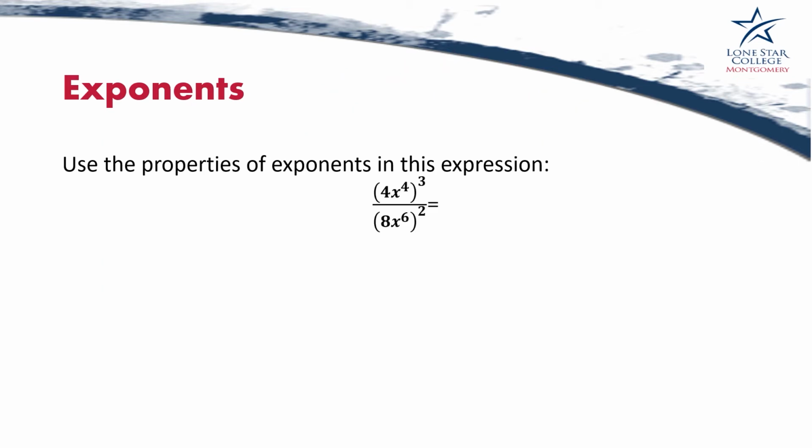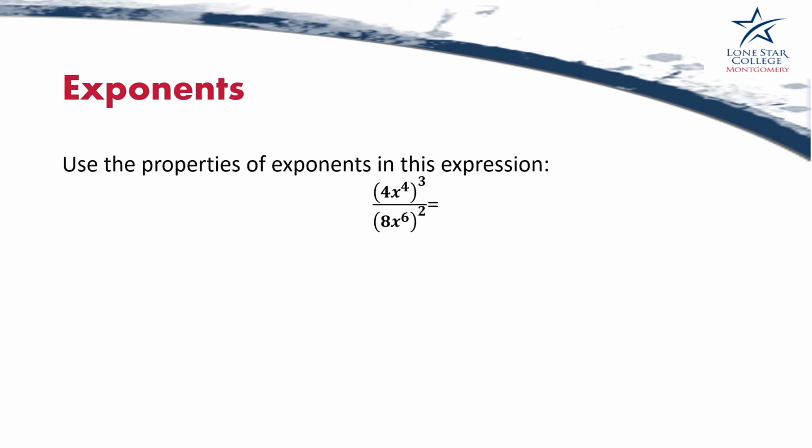So our expression is 4x to the fourth, all raised to the third, divided by 8x to the sixth, all raised to the second power. So what we want to do first is take the third and second power on top of them and distribute them to everything on the inside respectively.